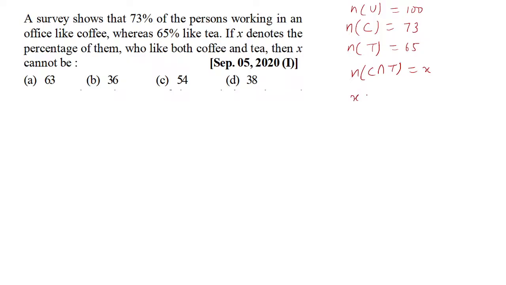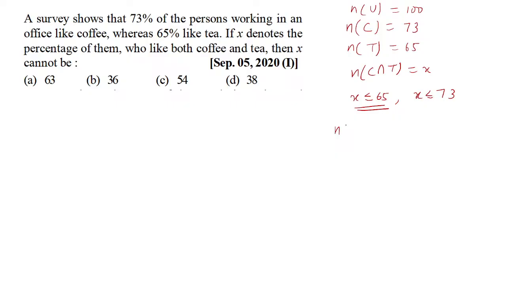So I can say X should be less than equal to 65 and should also be less than equal to 73. Make sense? So that means X should be less than equal to 65 because this is the stronger constraint. Why? Because intersection, C intersection T will surely be less than equal to C or T, right? So that means in fact all these four options satisfy this. Interesting, right? So what other thing you would have?